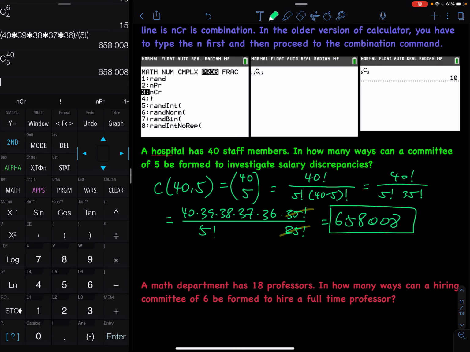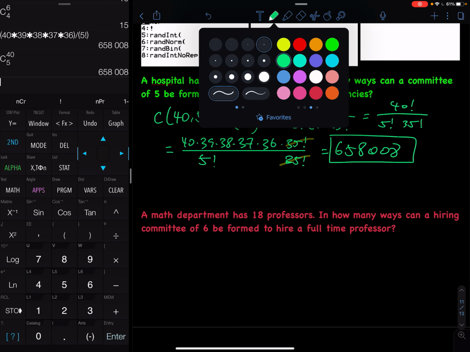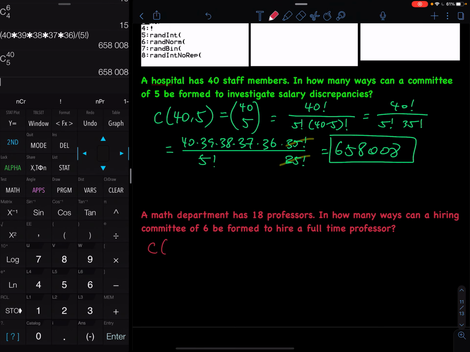Okay. Next one, a math department has 18 professors. In how many ways can a hiring committee of 6 be formed? The order is not important, right? 18 people, I grab 6 out. The order is not important. So this one will be 18 choose 6. So you do combination 18 choose 6. I like this one better, 18 choose 6.